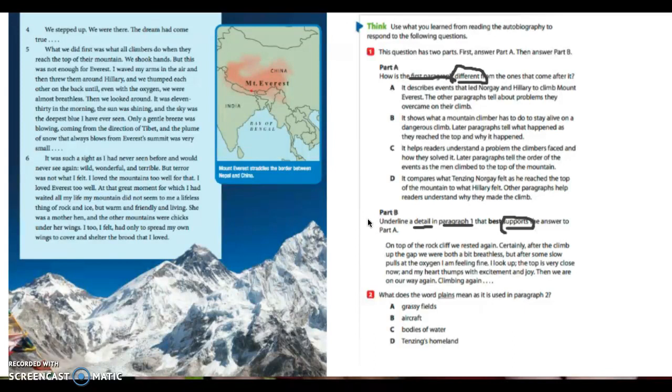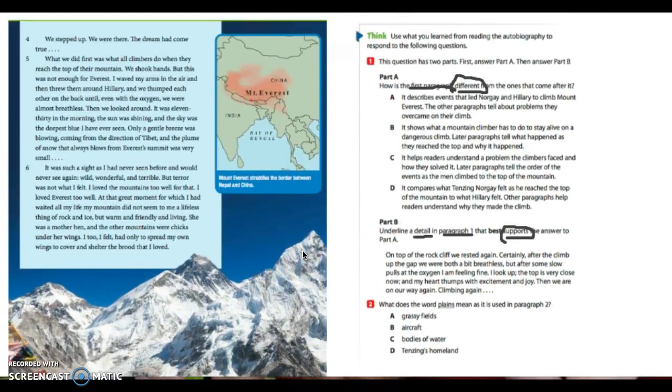And at the great moment for which I had waited all my life, my mountain did not seem to me a lifeless thing of rock and ice, but warm, friendly, loving. She was a mother hen, and the other mountains were chicks. Under her wings I too felt I had only to spread my own wings to cover and shelter from the storm that I loved.